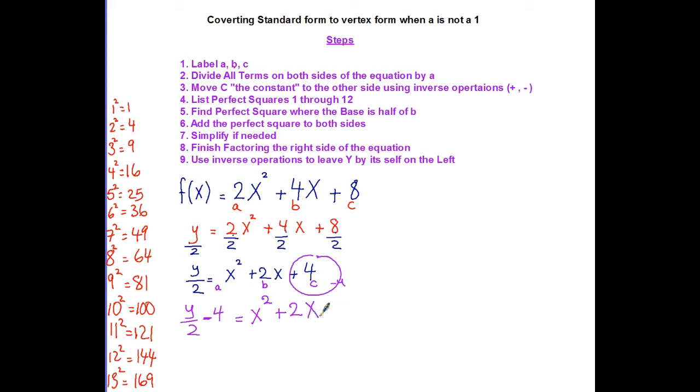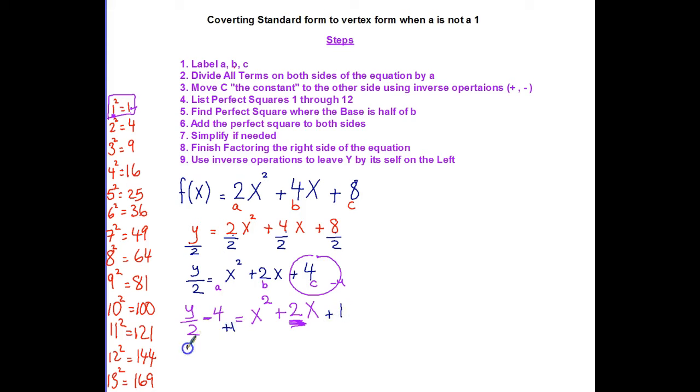Now, look at the new b, which is 2. Half of 2 is 1. So go to your perfect squares. Half of 2 is 1, so I'm looking at the base of 1. So I'm looking on the left side for a 1. I found it here, so I'm going to use that perfect square of 1 and add that perfect square to both sides of the equation. So I'm going to add a 1 here, and I'm going to add a 1 here.